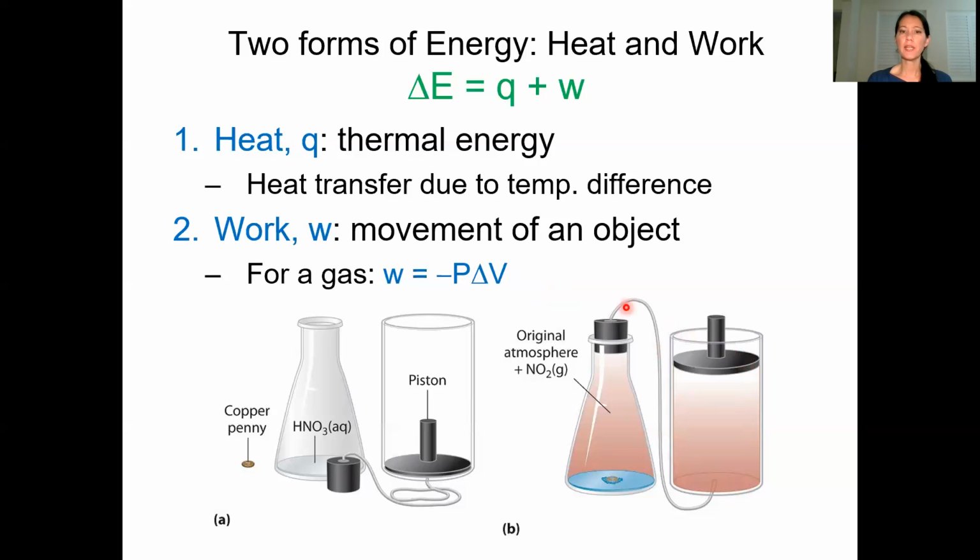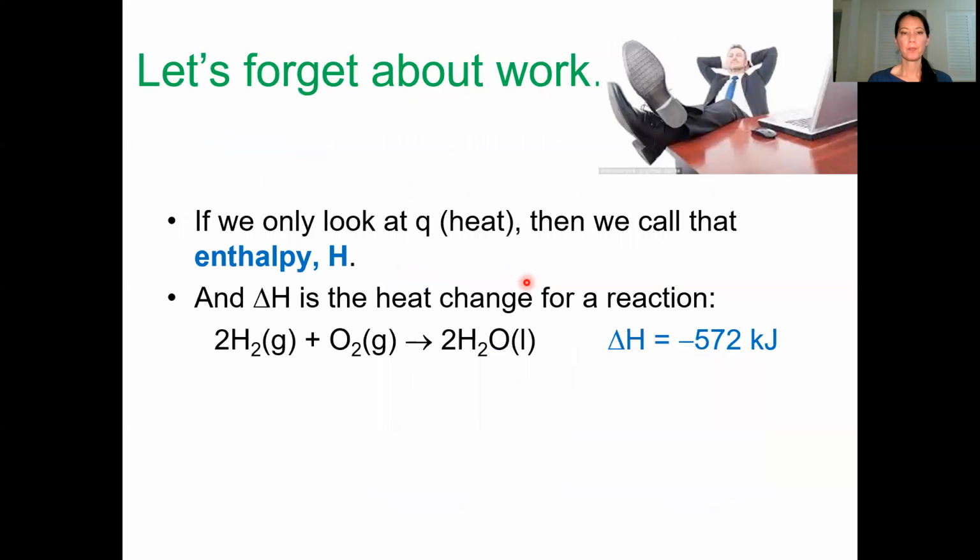I don't need you to do any calculations of work, but I just wanted to show you where that comes from. Okay, let's forget about work. If we only look at Q, which is actually more relevant to us because most of the reactions that we look at don't involve work, so if we only look at heat transfer, we call that energy change enthalpy, and it's given the symbol H. So when a reaction is run, you can actually calculate the heat transfer.